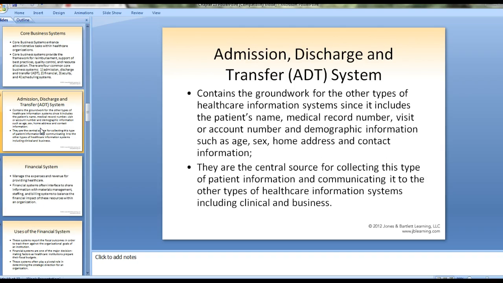So the admission, discharge, and transfer system. This contains groundwork for other types of healthcare information systems because it includes the patient's name, medical record, visit or account number, demographic information, and then it's the central source for collecting this type of patient information and communicating it and interfacing it in the different systems, so both clinical and business.